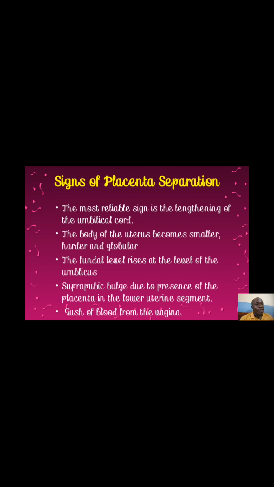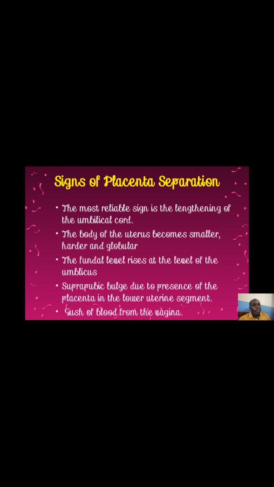Kwa placenta it must be smaller, hard and globular. Kwa sababu gani? Placenta imetoka and pia mtoto ameshatoka in the membrane. Kama haijawa smaller, bado it is soft, and it is not globular, it means no any separation has taken place, and there is a poor uterine contraction.